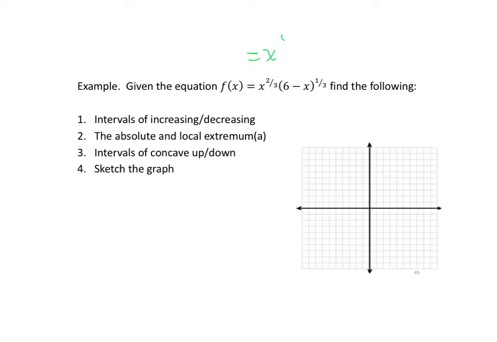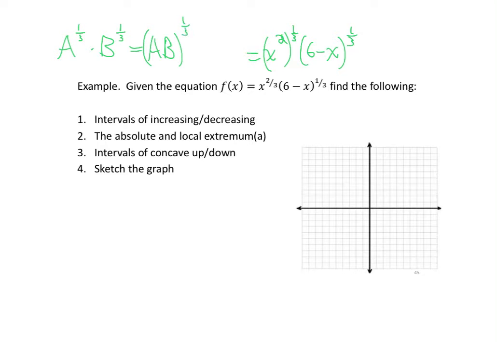x to the 2/3 is the same as x squared raised to the 1/3, which means I'm taking something of the form a to the 1/3 and multiplying it with something of the form b to the 1/3. This exponent rule that I'm showing you will help you with the calculation.